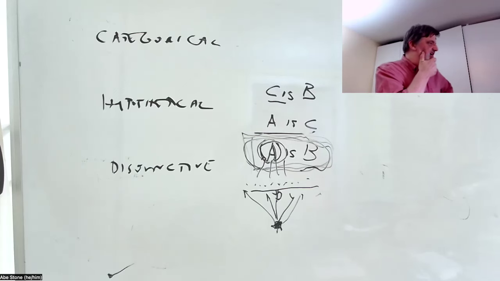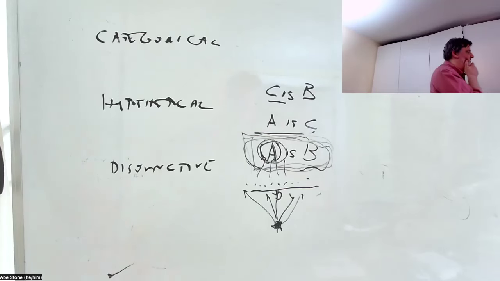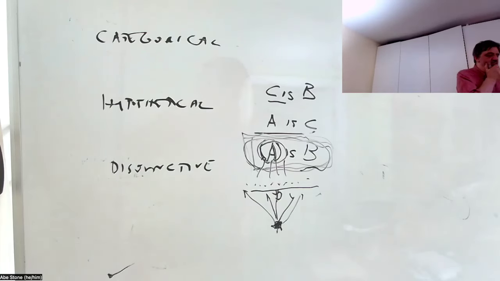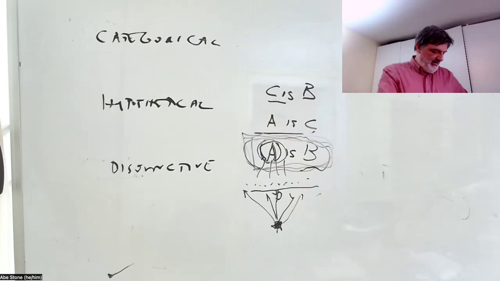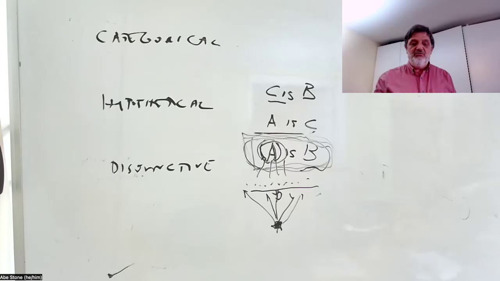Okay, so how could that be? I mean, again, it's an illusion, right? So Kant thinks this isn't true. We don't represent the object in some way that guarantees this.